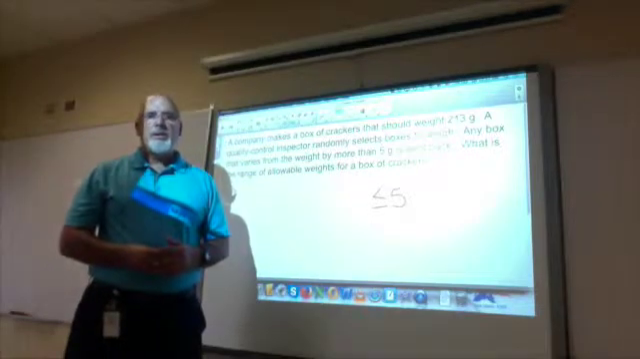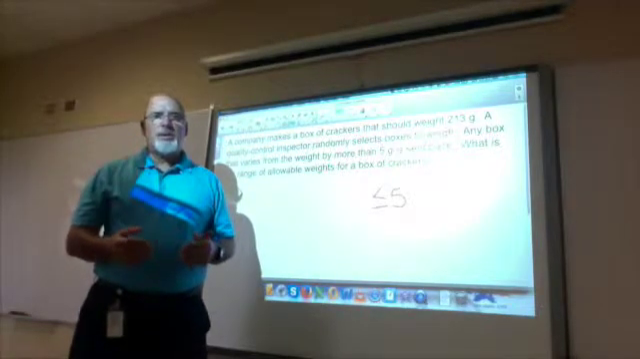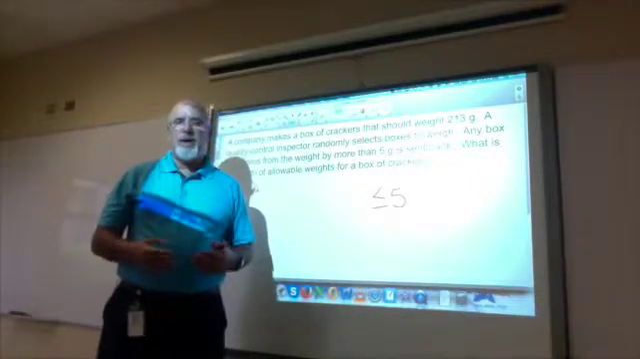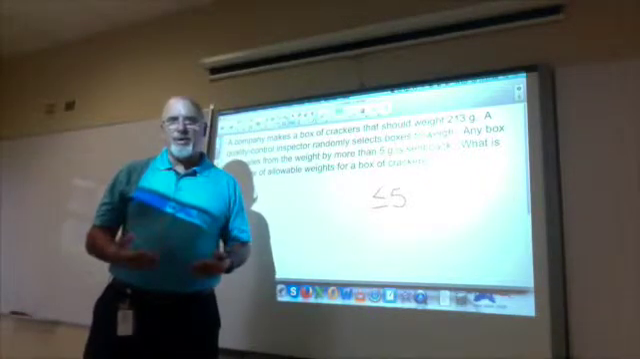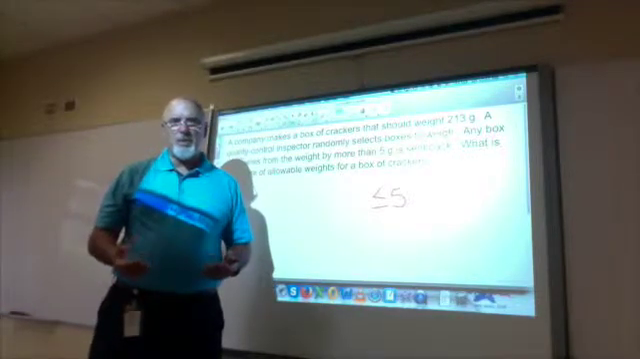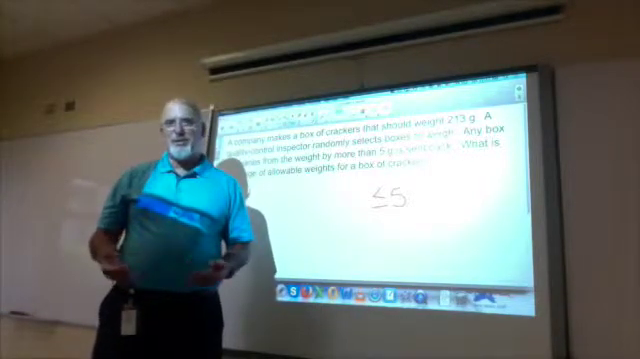Okay? Now the question is, what is the range of allowable weights for a box of crackers? So we have to find out the variance. How do you find out how much something varies? How much does 2 vary from 3? Well, it varies by 1 because you go 3 minus 2 is equal to 1.